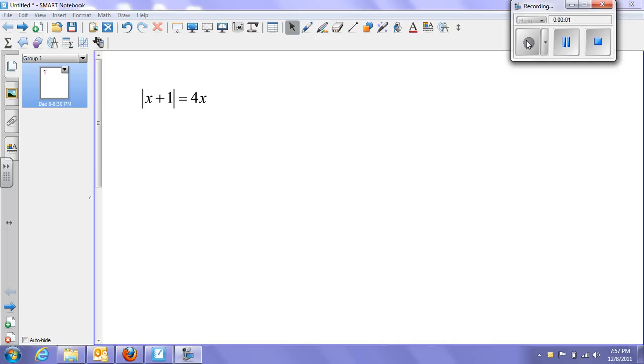So this is problem number three on the final review sheet, and it is an absolute value equality, but I have a variable on both sides of the equal sign. So that means I'm going to have to check for extraneous solutions. So let's set up our two equations.